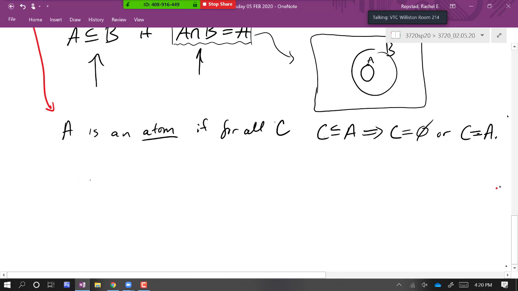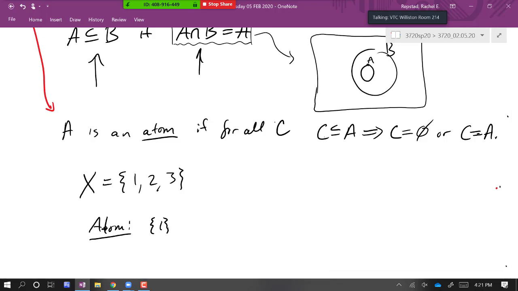Let's say our set big X contains the elements 1, 2, and 3. An atom would be the subset of X that just contains, for example, 1. Because if I take any other subset of X, like {1,2,3}, {2,3}, {1,2}, we know there are 8 subsets of X, right? The only ones that will be subsets of this one are the set itself, the set containing only 1, and the empty set. It's the smallest subset we can grab, aside from grabbing the empty set itself.